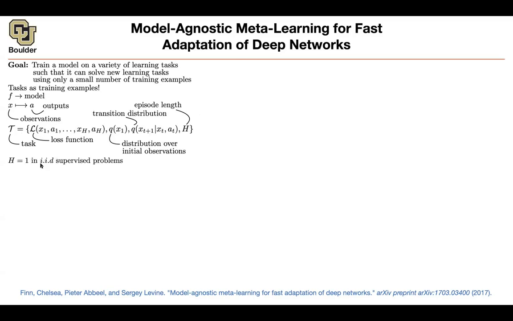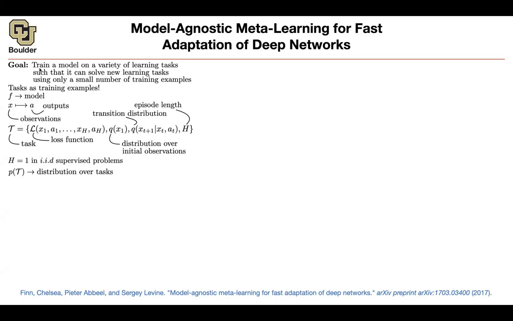Under the same umbrella, if you set H to be one, so you have only one step, that's going to give you supervised learning. You have a loss, which is a function of X and A. You have some initial distribution for your data, and then there is no next step. So under one umbrella, you can define tasks, supervised or reinforcement learning. This is neat. And then you're gonna have a distribution over tasks. That's what we mean by tasks being training examples. So you can have multiple different tasks, task one, task two, task three, etc. And each task is gonna have its own training data, because you have an initial distribution and this transition distribution.